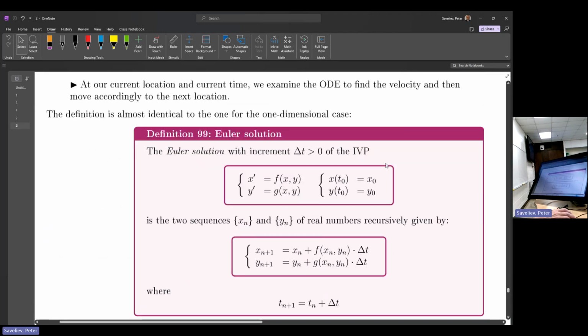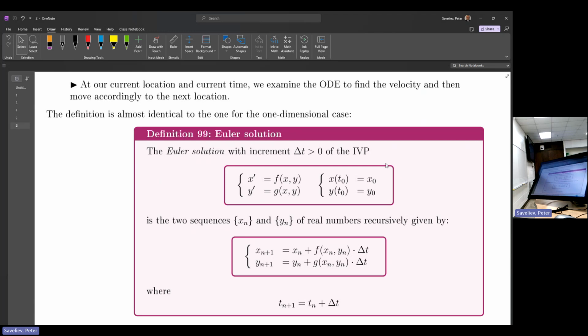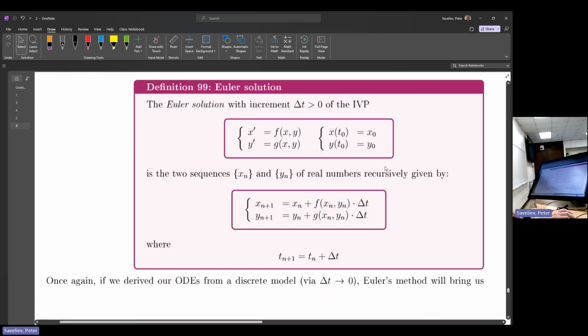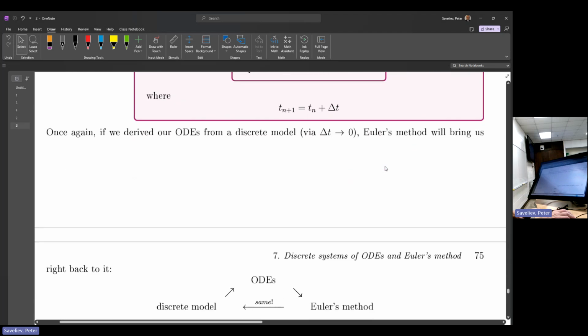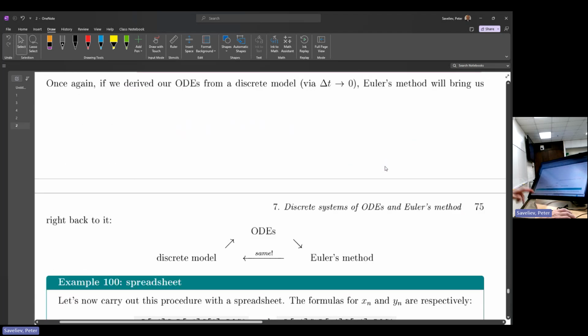So we have a solution. Once again, this is the equation, which is almost exactly the same as in dimension 1, except we now have two variables, one x and one y, to follow, but otherwise everything is pretty much the same. Remember this diagram.